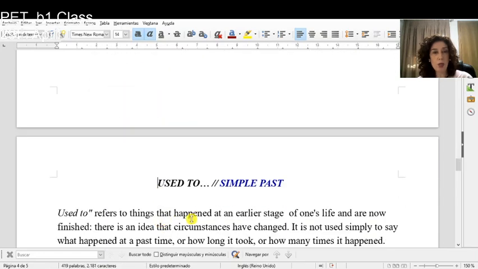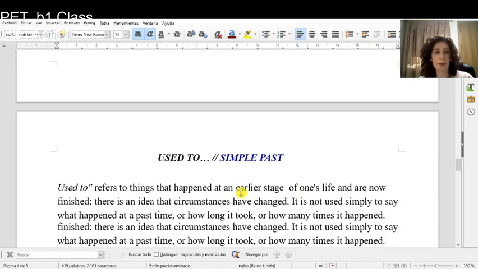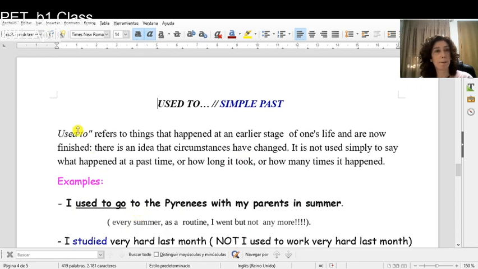So, what's the difference between using used to plus infinitive, or when can I only use simple past? Well, here you have the explanation. Used to refers to things that happened at an earlier stage of one's life and are now finished, then not anymore. There is an idea that circumstances have changed. It is not used simply to say what happened at a past time or how long it took or how many times it happened.